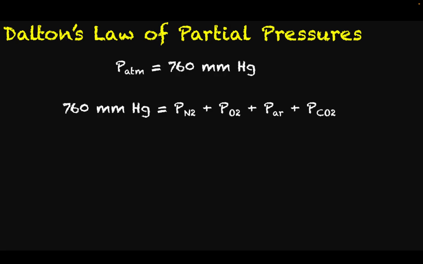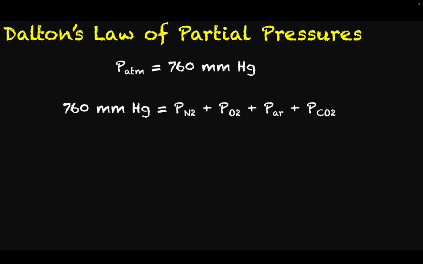So let's say that you want to calculate the partial pressure of nitrogen. How would you do this? Well, you have part of the equation figured out already. You already know that the partial pressure of nitrogen plus the partial pressures of all the other gases have to add up to 760.